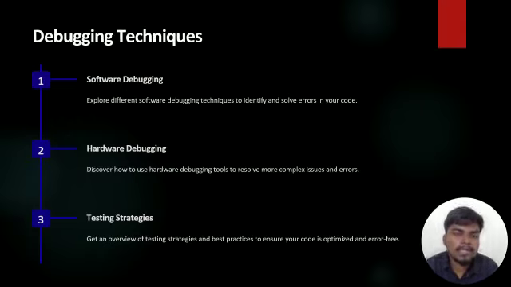Now, the debugging techniques. There are three types of debugging techniques. The first one is software debugging, then hardware debugging, and test strategies. In software debugging, explore the different software debugging techniques to identify and solve the errors in the code. In hardware debugging, discover how to use the debugging tools and resolve complex issues and errors. Finally, the test strategies. Get an overview of test strategies and best practices to ensure the code is optimized or error free.